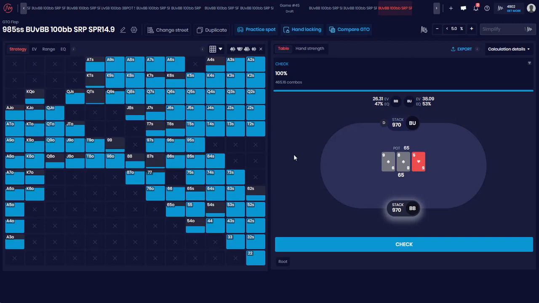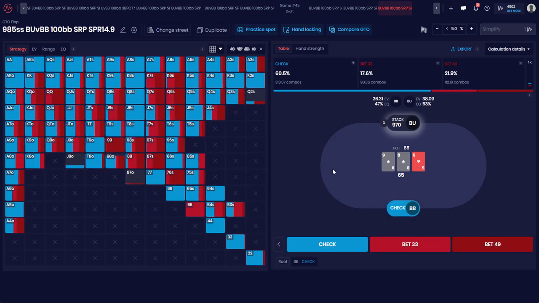the 9-8-5 with a flush draw board. In a situation like this one, which is a button versus big blind single raised spot, if the big blind checks, you will see now that there is certainly more checking than betting, theoretically speaking. And it makes sense because this board is pretty good for the big blind. He's going to hit a lot of decent and strong hands, and it's very easy to defend. So betting any two cards here is certainly not the first thing you should think about.